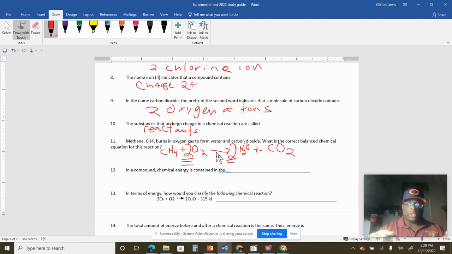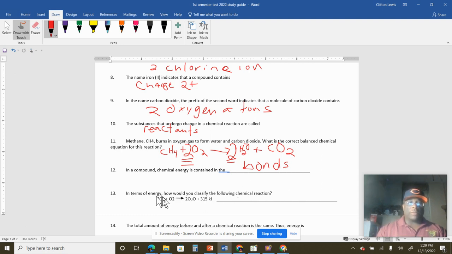Question 12. In a compound, chemical energy is contained in what? Where's it stored? Besides the word stored, it's in bonds, chemical bonds. That's the electrostatic energy that atoms share when they overlap their electron clouds, their valencies. It makes a bond back and forth.